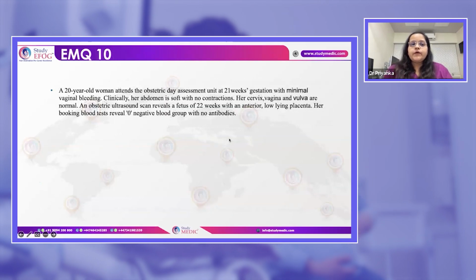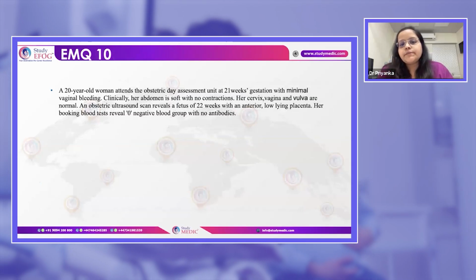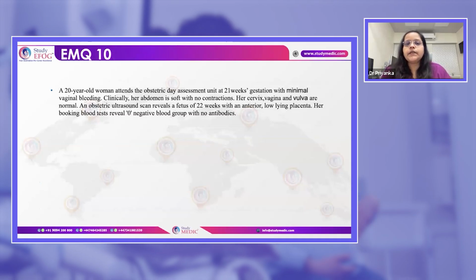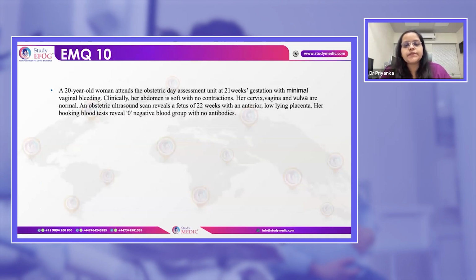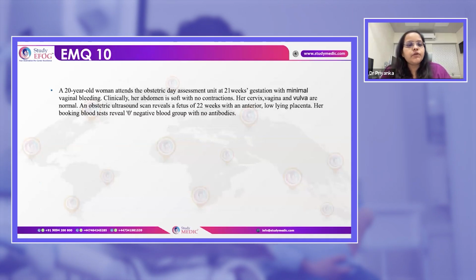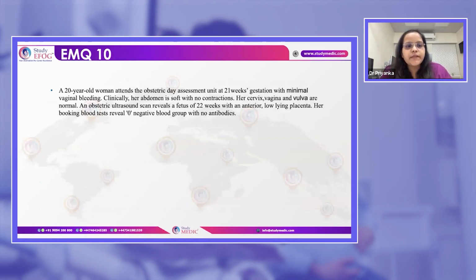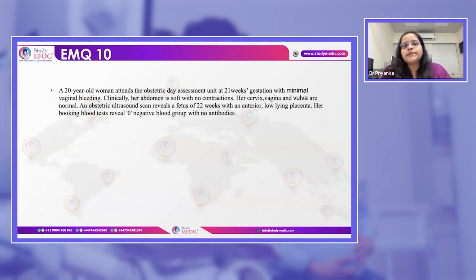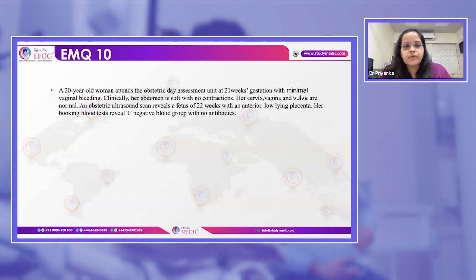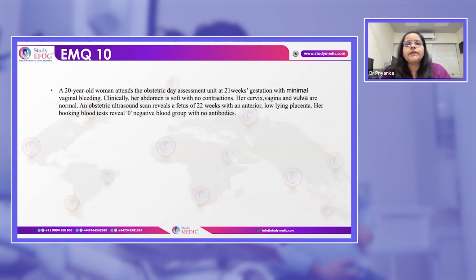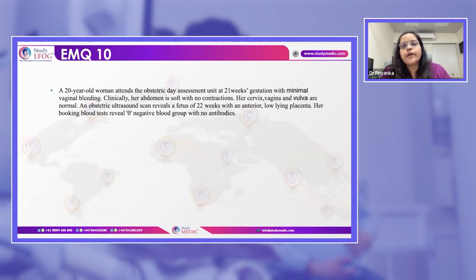Now, this is a 20-year-old woman who attends the obstetric day assessment unit at 21 weeks of gestation with minimal vaginal bleeding. Clinically, her abdomen is soft with no contractions. Her vagina, cervix, and vulva are normal. The scan shows 22 weeks with an anterior low-lying placenta. The booking blood test revealed that she is O negative with no antibodies. So she is non-sensitized, an Rh negative pregnancy, and she has come with minimal bleeding at 21 weeks.